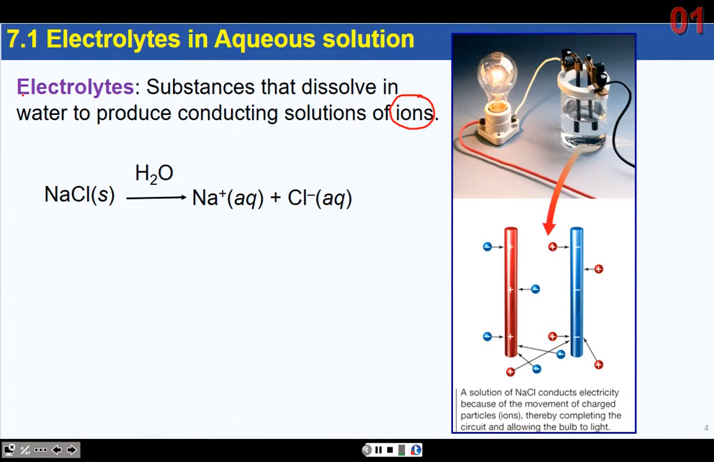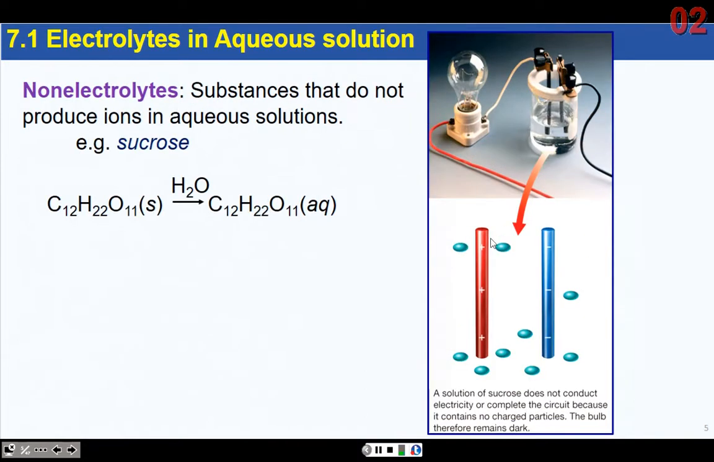So for example, if you put sodium chloride in water, the solid will separate into separate ions of sodium and chloride. And the diagram at the right suggests to us how the circuit is completed, because the positive electrode attracts anions, and the negative electrode attracts the cations, and it completes the circuit. So the movement of charged particles is what allows the circuit to be complete and allows the light bulb to glow.